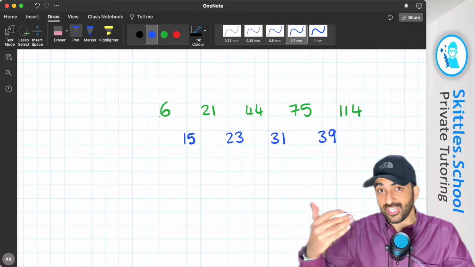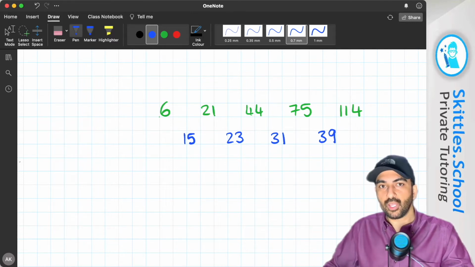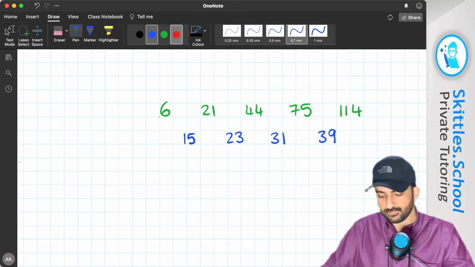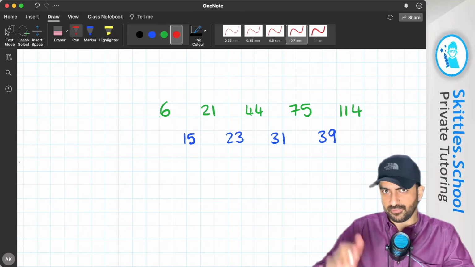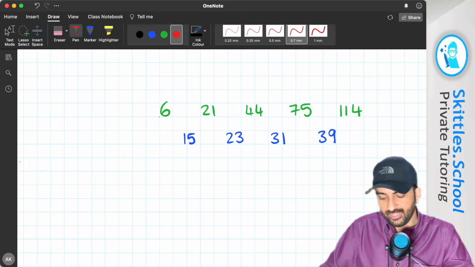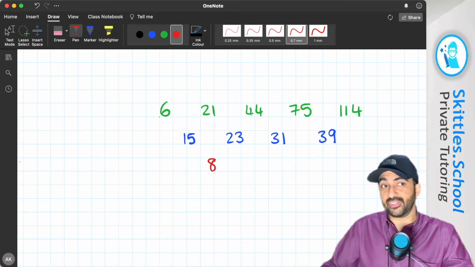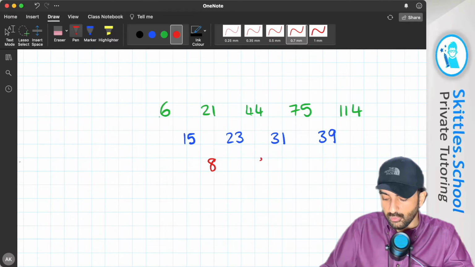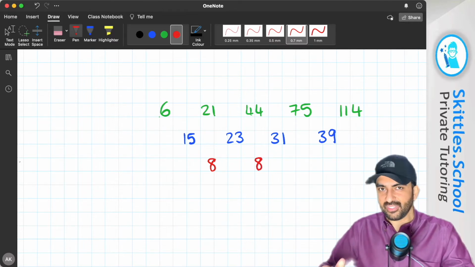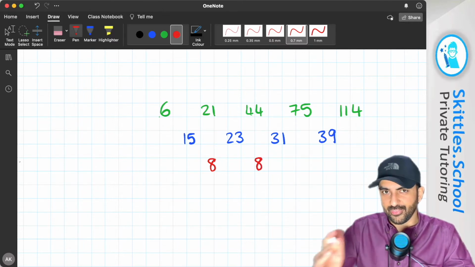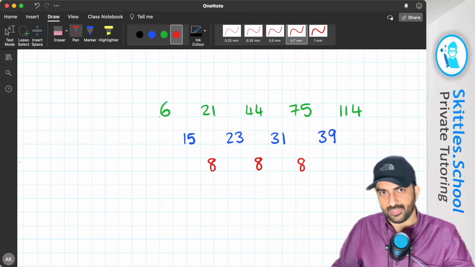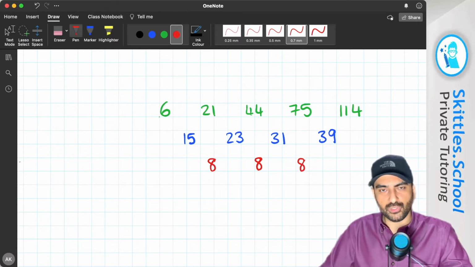But because it's a quadratic sequence, we need to work out the differences between the differences. So the difference between 15 and 23, that's 8. The difference between 23 and 31 is also 8. And the difference between 31 and 39 is again 8. So now we've got these 3 rows of numbers.